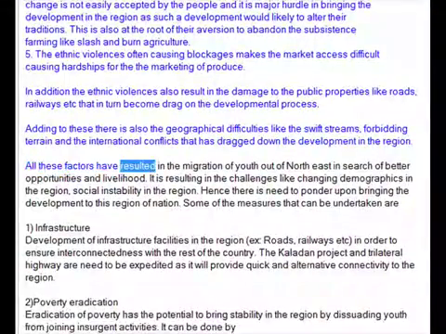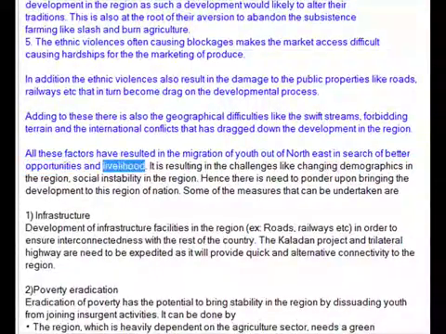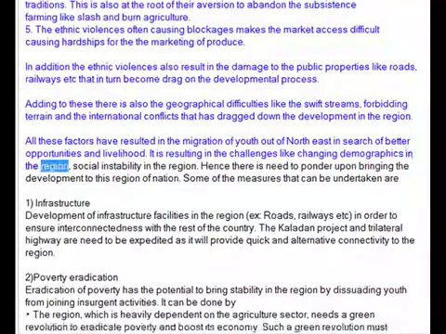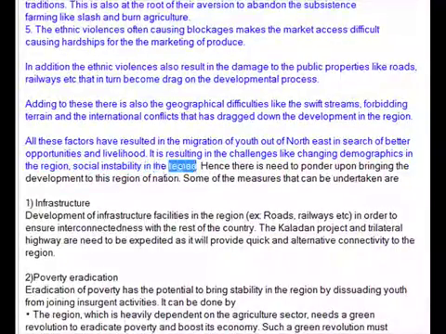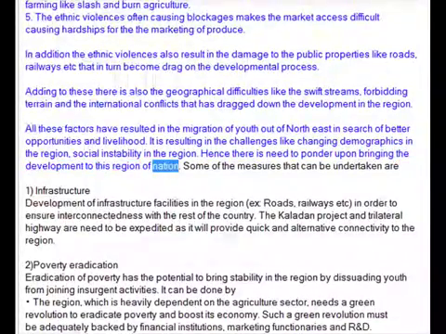All these factors have resulted in the migration of youth out of Northeast in search of better opportunities and livelihood. It is resulting in the challenges like changing demographics in the region, social instability in the region. Hence, there is need to ponder upon bringing the development to this region of the nation.